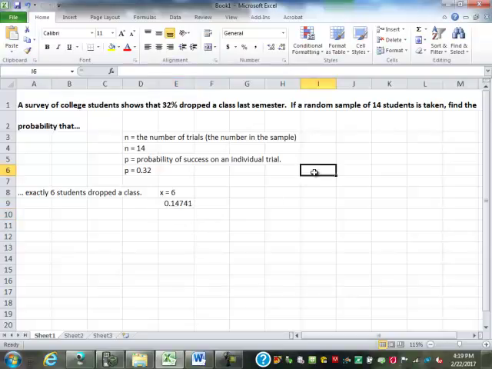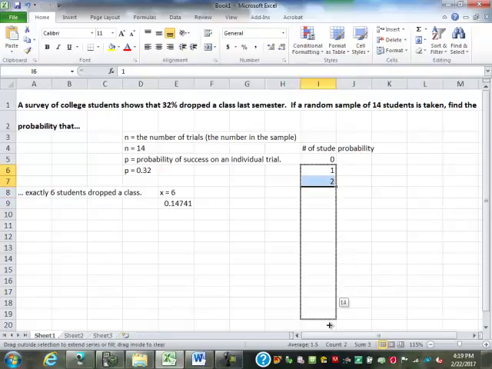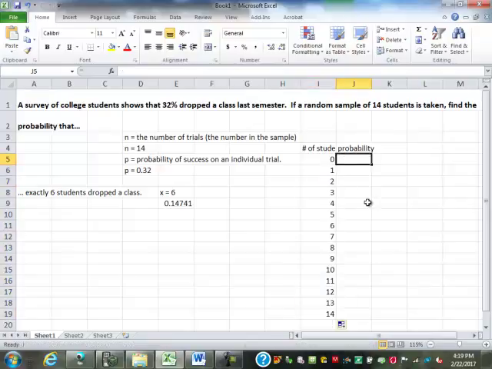Now what I'm going to do here is set up the probability distribution for this one. So we're going to look at the number of students and the probability. So this is the number of students out of 14. Now we've got to include 0 in here because there's a chance that none of those 14 dropped a class. Now we're going to number from 0 up to 14. Oops, get back there. So there's 14, so the distribution goes from 0 to 14.